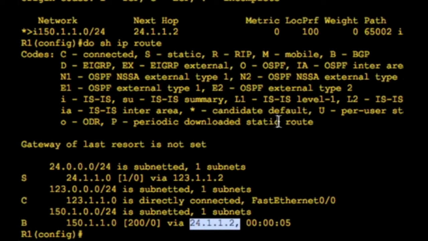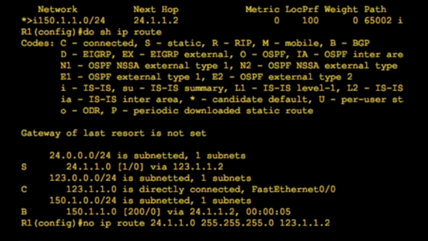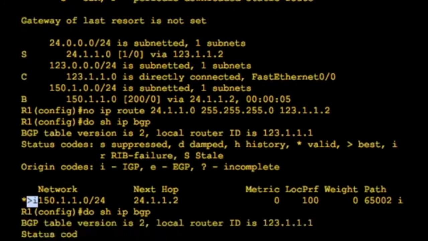The other way maybe we could enable OSPF. So let's do the OSPF one. Let's take out the static route. So we've taken out the static route. So now the router does not know how to get to the next hop for that network in the BGP table. We do not know how to get to that next hop anymore. So this will age out as a valid route.